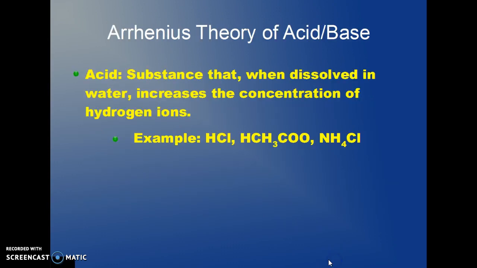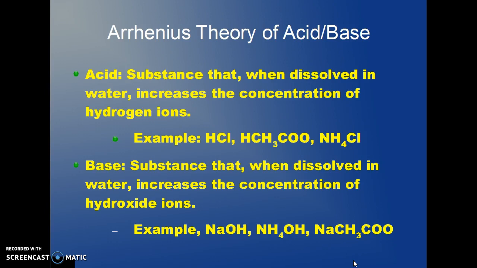Let's look at this. According to Arrhenius, early 20th century, an acid is a substance that when dissolved in water increases the concentration of hydrogen ions. And we know that hydrogen chloride dissolves in water, acetic acid as well, even ammonium chloride, a salt, will increase the concentration of hydrogen ions. A base is a substance that when dissolved in water increases the concentration of hydroxide ions. So the strong base sodium hydroxide, the weak base ammonium hydroxide, and even the salt sodium acetate are bases.